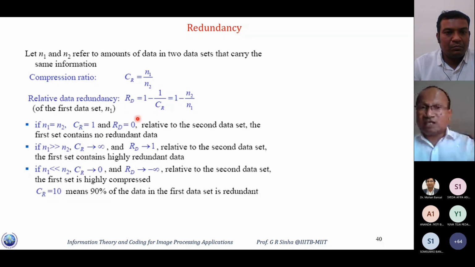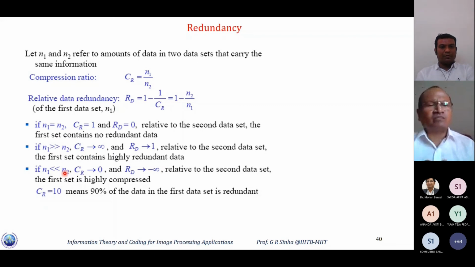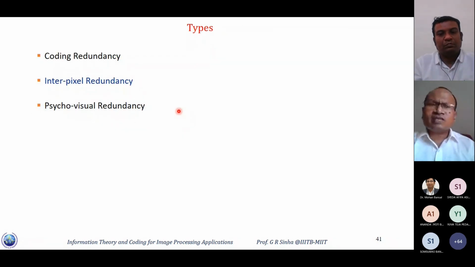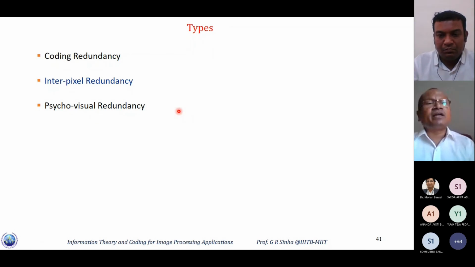But if there is a difference between the two, why I'm giving this example, when you compress, your N2 becomes smaller. So when N1 is much greater than N2, your CR tends to infinity. And when N1 is much smaller than N2, the compression ratio is almost 0. It means N2 is very large, and that's not possible at all. It's very difficult. So you can have different values of compression ratios, and accordingly you can find the amount of redundancy.